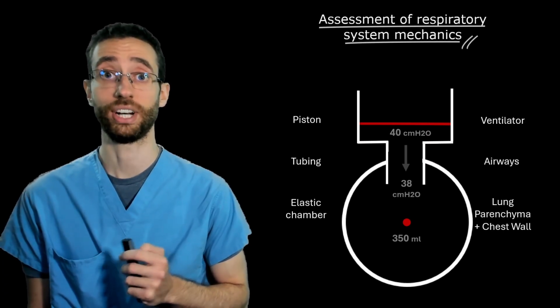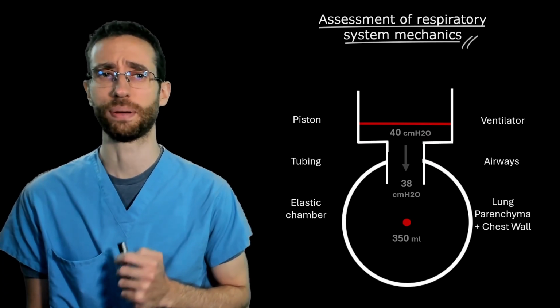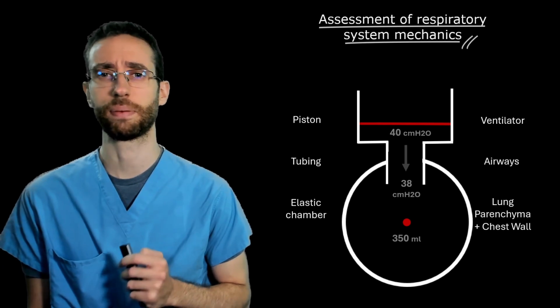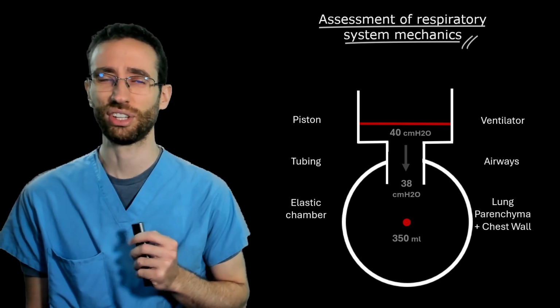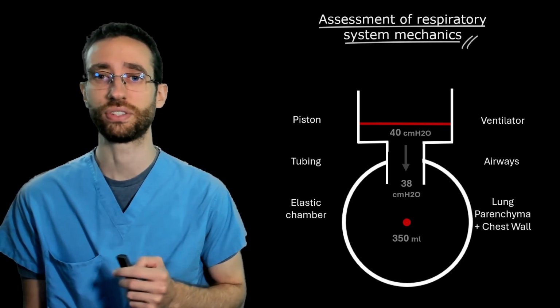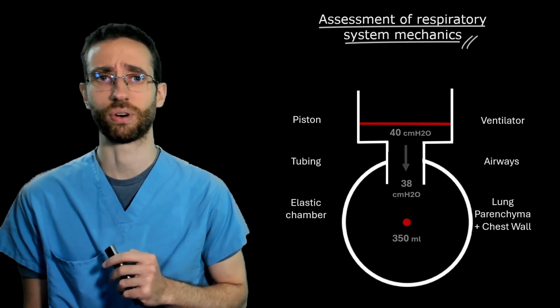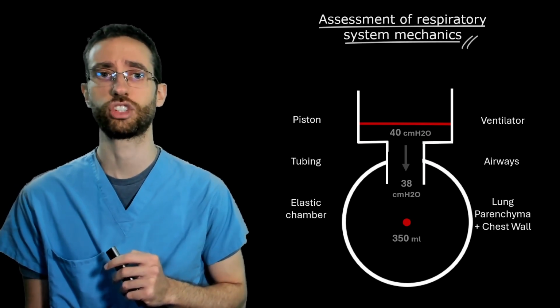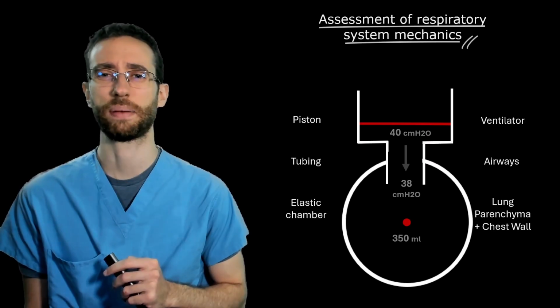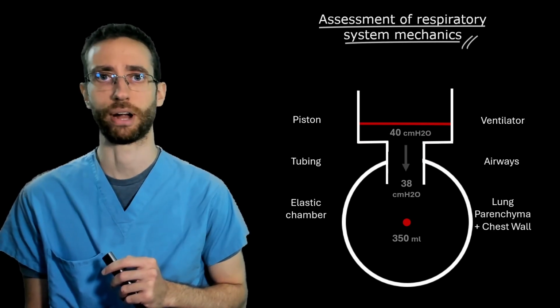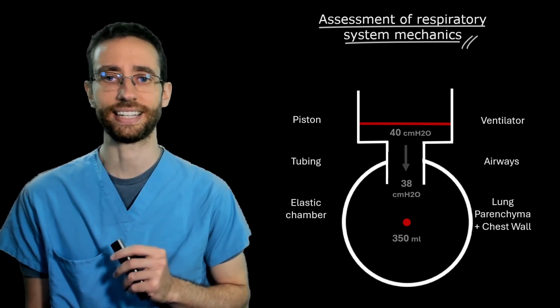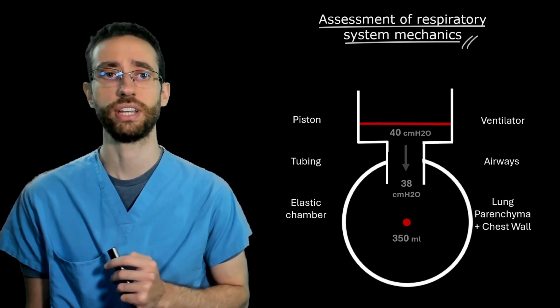Well, if we measured pressures at the opening of the elastic chamber and we saw that they were 38 centimeters of water, where would the problem be? Clearly, the problem was not in the airways, since only 2 centimeters of water were required to overcome the resistive load. However, 38 centimeters of water were used to distend the lung and chest wall with only 350 ml, which is a lot of pressure. This indicates that the elastic chamber is very stiff.